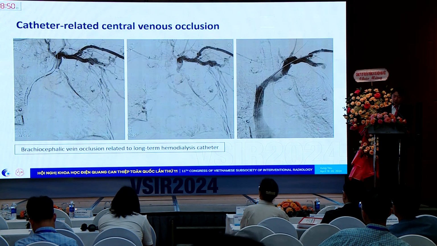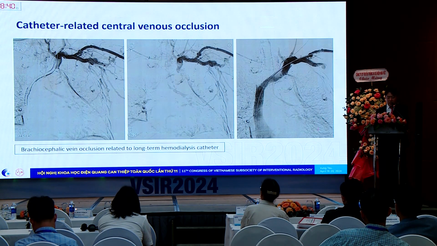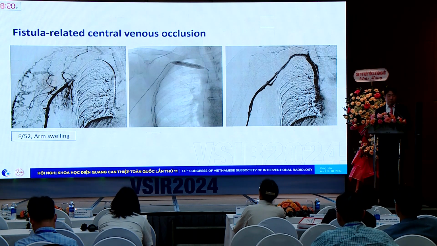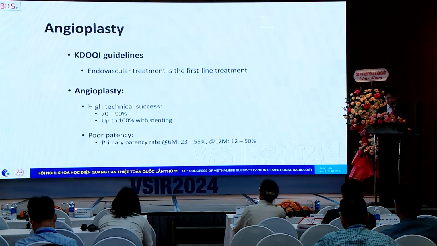And this is a typical example of a patient with a catheter-related central venous occlusion. You can see in the second image that even with the removal of the catheter, you can still see the occlusion. So we performed an angioplasty in this patient because the patient also had a fistula in the left arm. And this is a typical case of a patient with fistula-related occlusion in the subclavian vein. You can see his right arm and shoulder is severely swollen, and there are also collaterals, and we did an angioplasty in this patient to save the fistula.